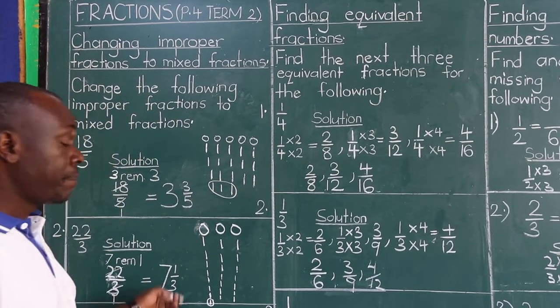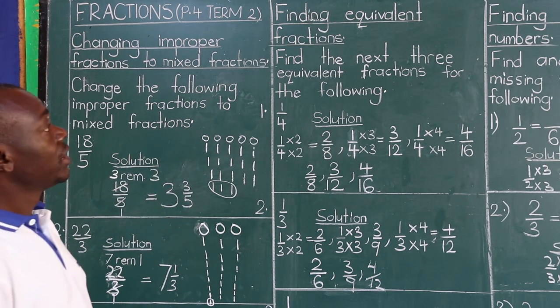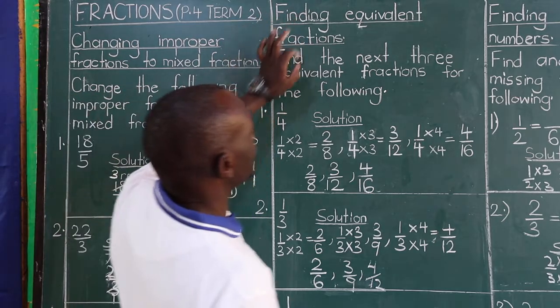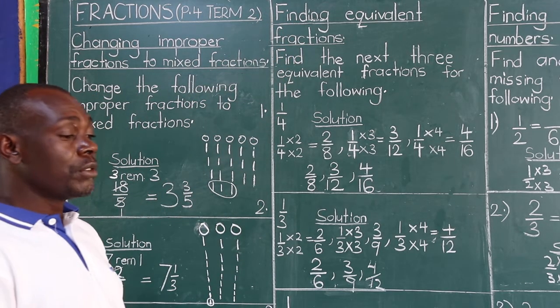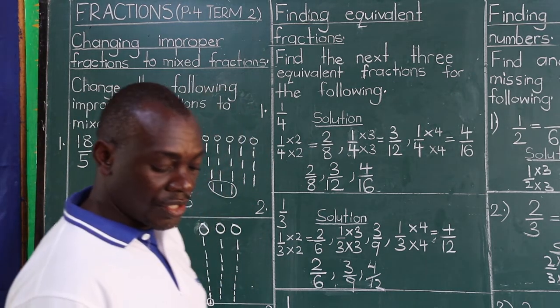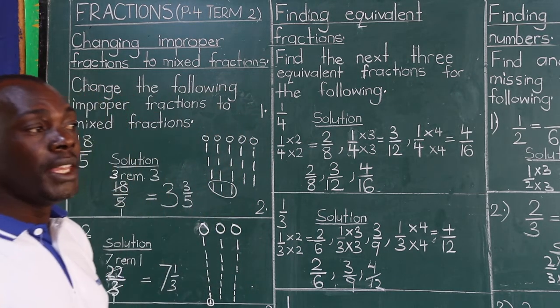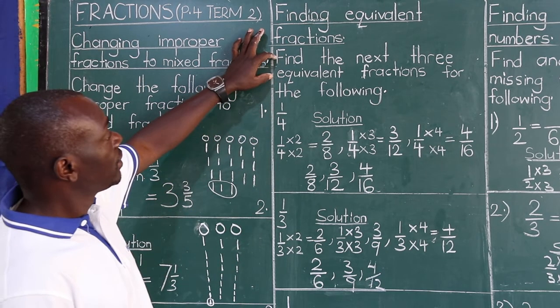You can as well first pause and answer that activity as we go to the next subheading or subtopic, finding equivalent fractions. Finding equivalent fractions. Remember, we said equivalent fractions are those fractions that will mean the same as original when reduced, like we're going to see. So we are here.